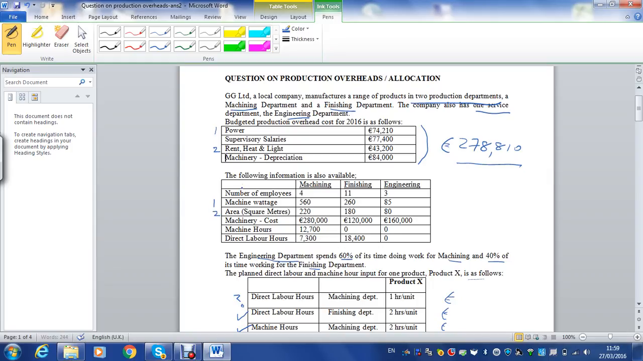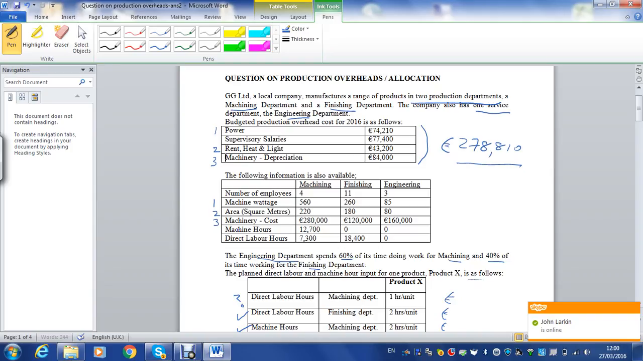So we use that one for that one. And machinery depreciation would have to be here in cost. And that's how you allocate it. So we put number 3 there. So again, if you're not too sure of the answer, just skip it and move on to the next one, and then you'll be left with one missing. So supervisory salaries, what are we left with?